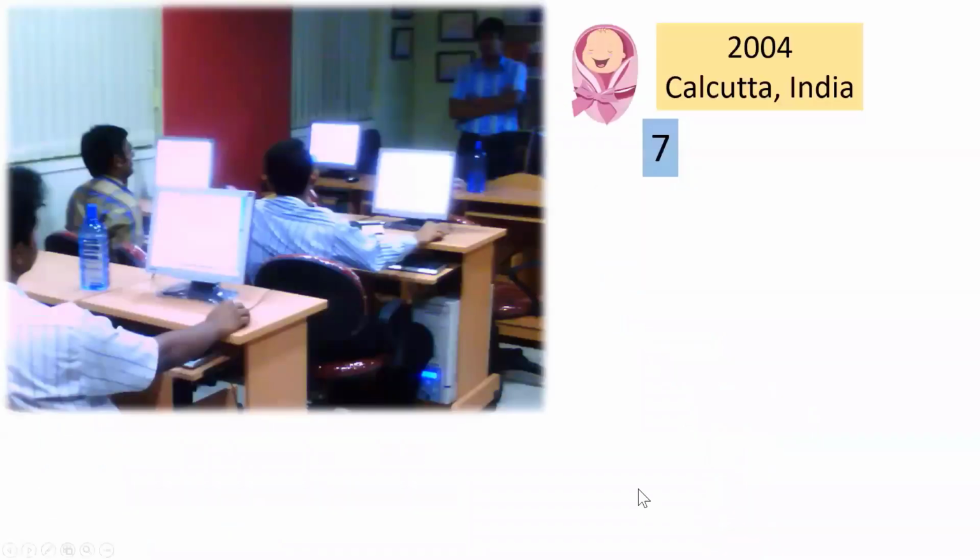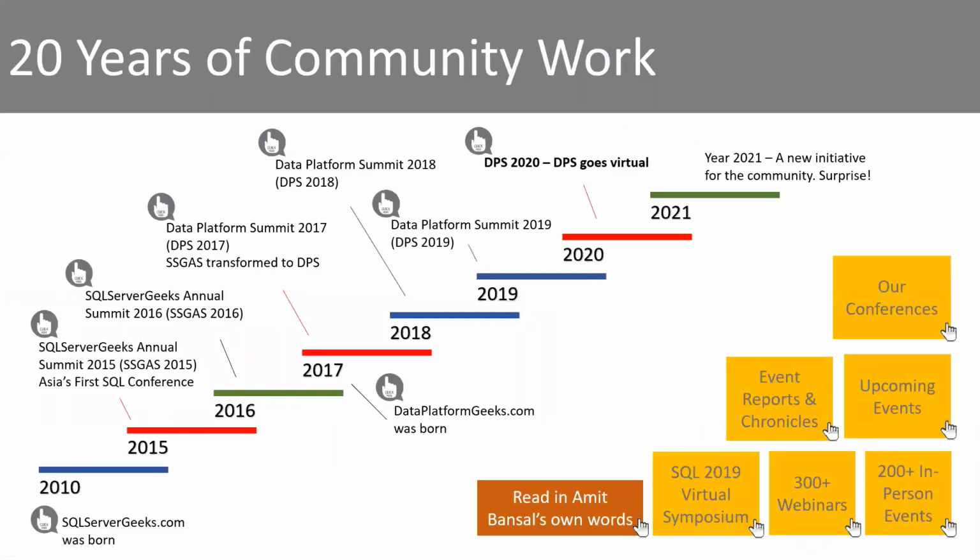So long back in the year 2004, a small group in Calcutta started meeting together and started discussing SQL Server related topics and other technologies. This is where our first small user group meeting happened, starting with just 7 people. And then from there onwards, it slowly started growing. In the year 2010, we formally announced SQLServerGeeks.com, where we used to blog, organize free events, free webinars, and user group meetings, etc.